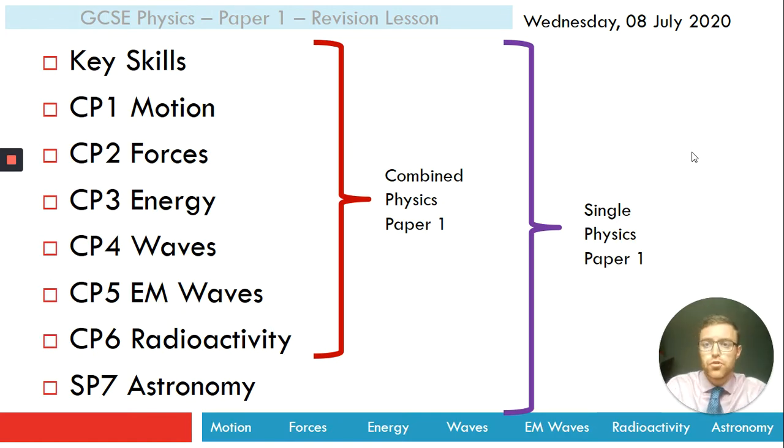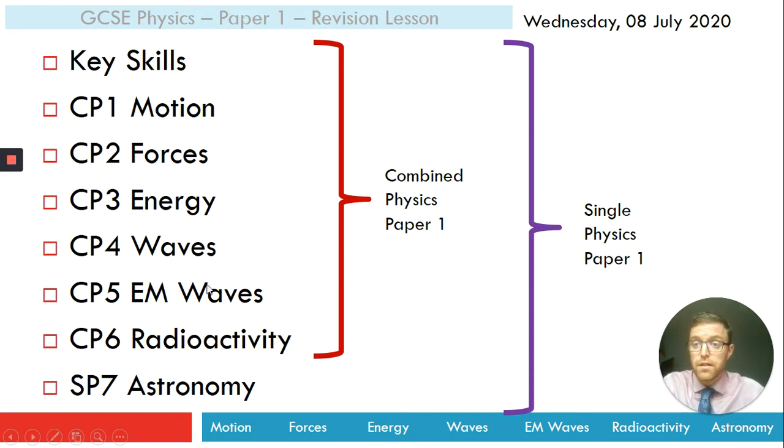Okay, so just a heads up to show you all of the things that we've touched on this term, and one that we didn't touch on, but I will rely on you guys to look at yourselves or wait until next year. So in Combined Physics Paper 1, these are all of the different topics you can be examined on. We've got key skills, CP1 Motion, CP2 Forces and Motion, CP3 Energy, CP4 Waves, CP5 Electromagnetic Waves, and CP6 Radioactivity.